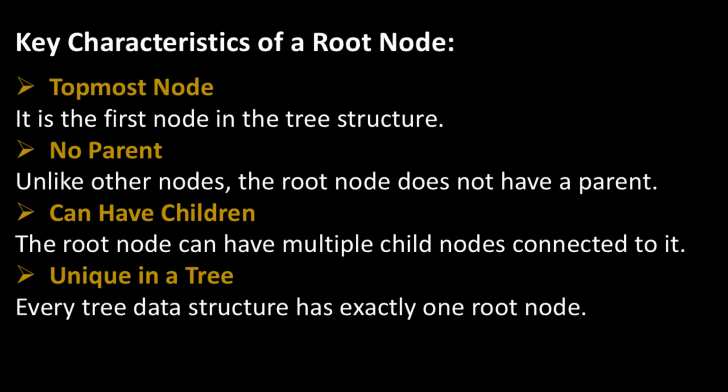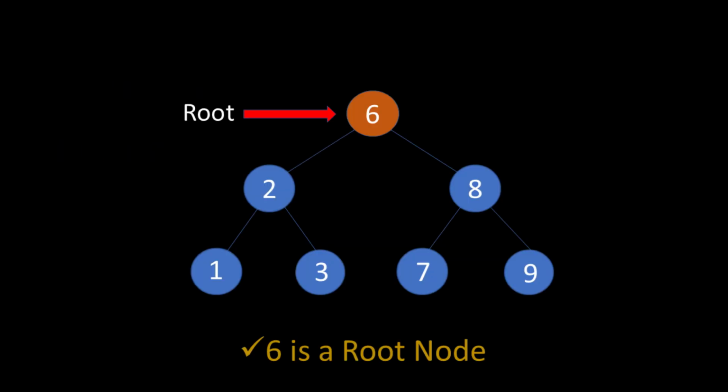Here is some tree structure. So you can see 6 is the starting point of the tree. So 6 is the root node.